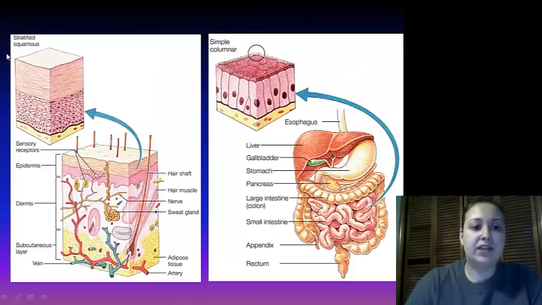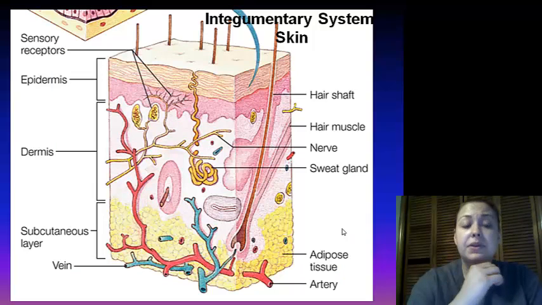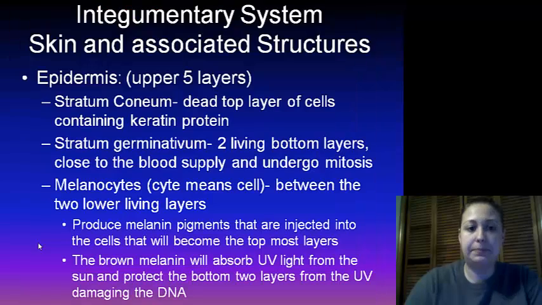Here we see stratified squamous in our skin, and here we see simple columnar in our intestinal lining. And when we talk about the skin tissue, or the integumentary system, we talk about 3 different layers: our epidermis, our dermis, and our subcutaneous layer, or hypodermis. Let's take a look at them.